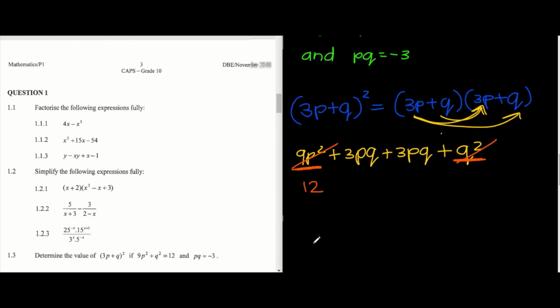But what they have said is pq is equal to -3. If we were to multiply both sides by 3, it doesn't matter if we do that. So let's say we multiply both sides by 3. What we are going to find is we're going to get 3pq is equal to -9. And then it's very much in the form that we had here.